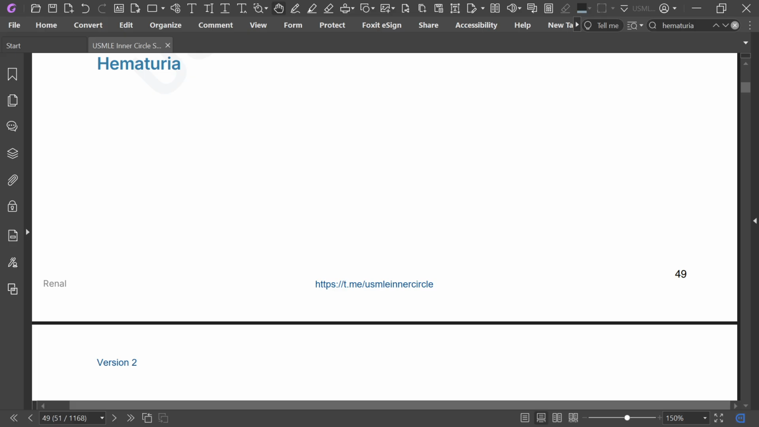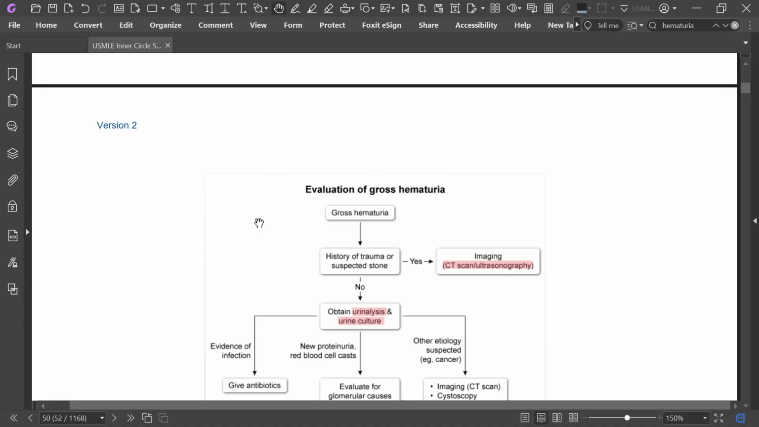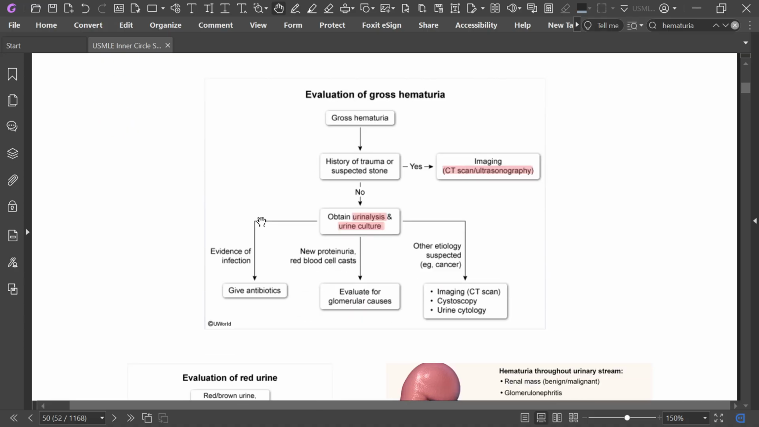Okay, let's discuss hematuria in detail. Hematuria means presence of blood in urine. Okay, how can we evaluate gross hematuria?